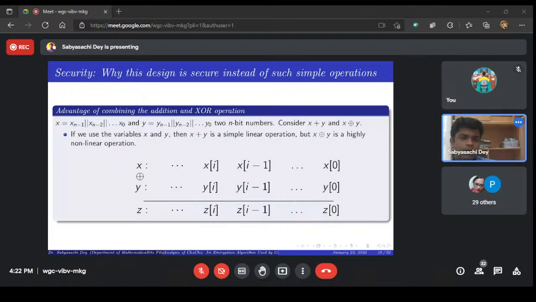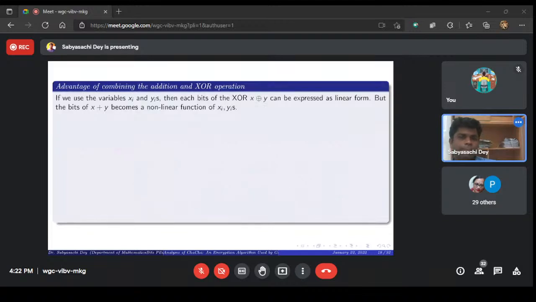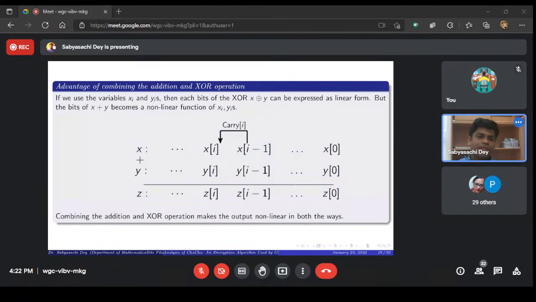But then the addition operation makes a problem. Why? Because if you look at the addition operation, when we add two numbers, there is a carry involved, right? Now this carry is not a simple function. It is a complicated function which involves all the bits on the right side. If you remember how we add two binary numbers, the carry that is generated is not only the output of xi minus 1 and yi minus 1, because it also depends on the previous carry, and that carry depends on the previous carry. In this way, all the variables on the right side, from x0 to xi minus 1 and also y0 to yi minus 1, are involved in the carry function, right?